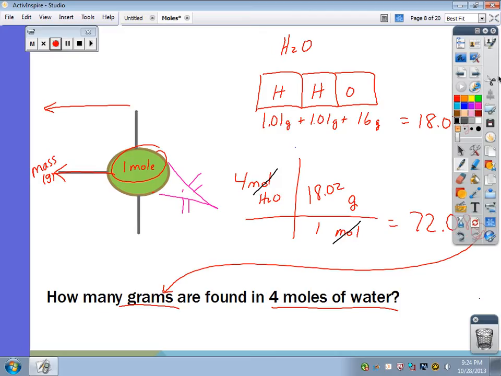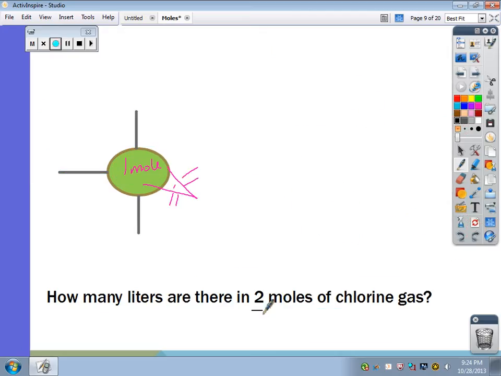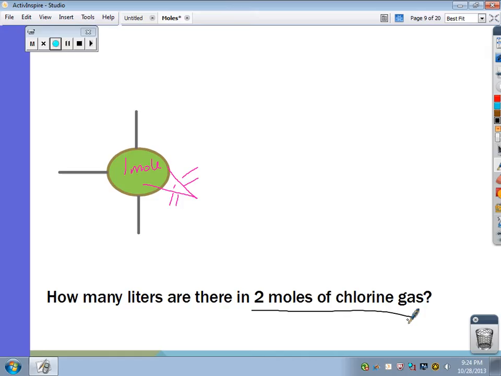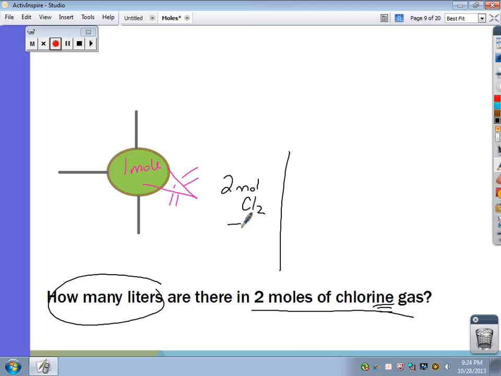Let's try another one. Now I have 2 moles of chlorine gas. How many liters? So what do you start with? 2 moles of chlorine gas. Remember that's diatomic, right? Brinkelhoff, H7, or GNUN. So there's your Cl2, right?